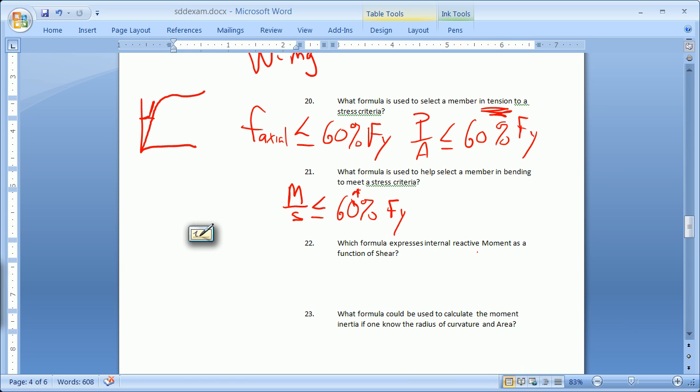What formula expresses internal reactive moment as a function of shear? Kind of like we saw before, it's a function of shear, so we're looking at something like this. The moment at x is equal to the initial moment plus the area under the shear curve from 0 to x. I didn't use an integration here, but it's a function of shear.